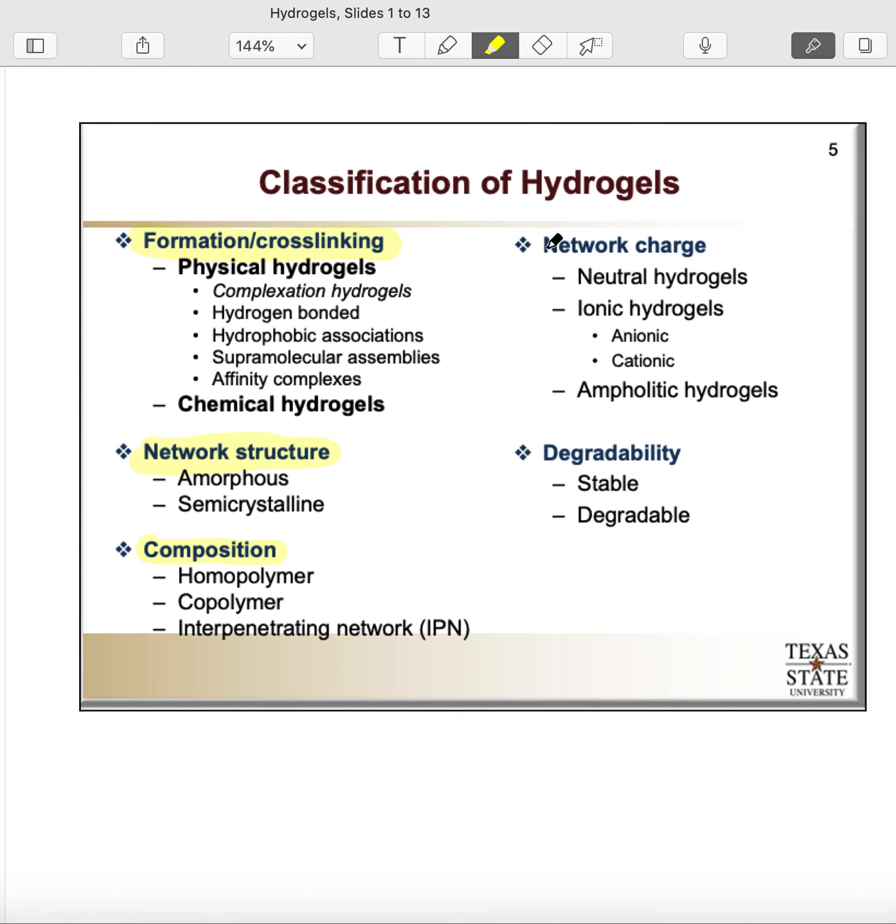The next classification of hydrogels would be according to the network charge. We would have neutral hydrogels as well. We could have ionic hydrogels, whether they're anionic or cationic, and we could have ampholytic hydrogels, which are those that have both positive and negative charges. And finally, we could have hydrogels that are either degradable or that are stable, that are not going to degrade.